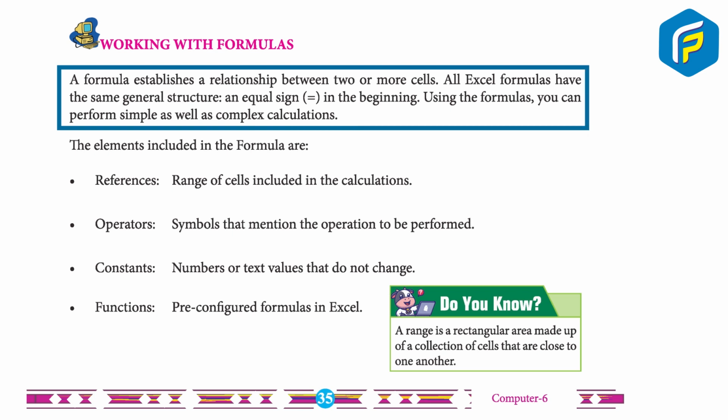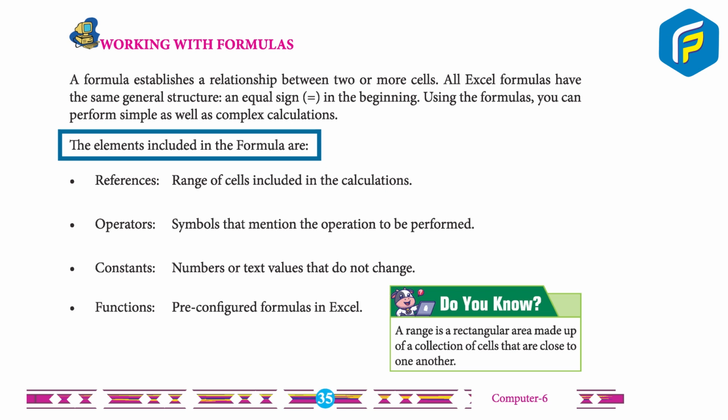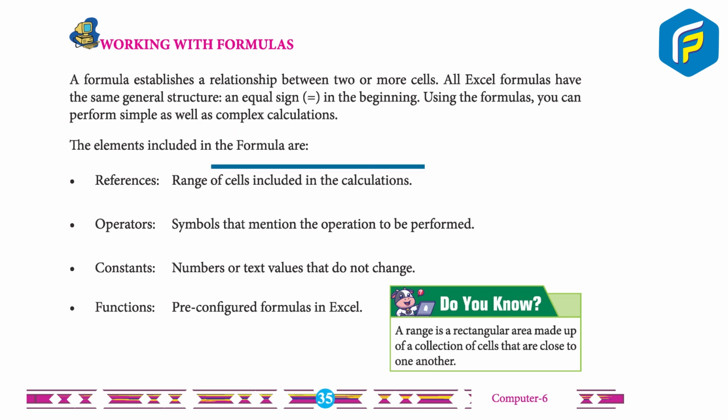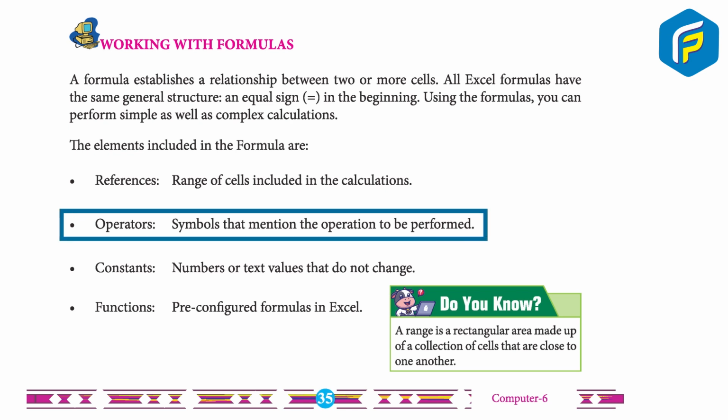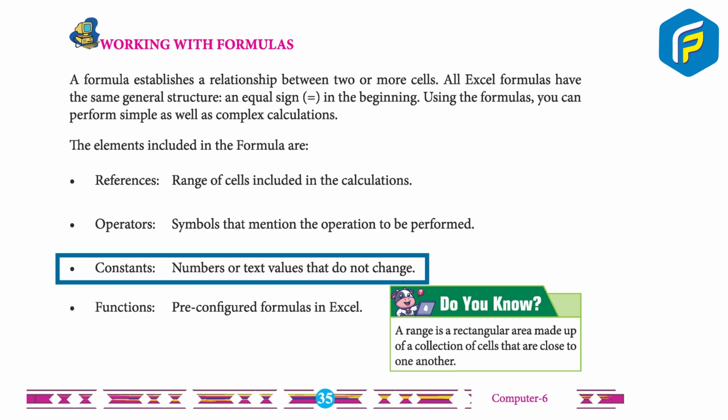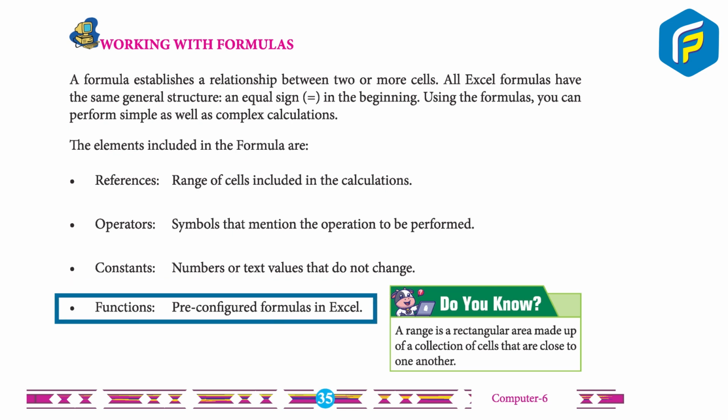All Excel formulas have the same general structure, an equal sign in the beginning. Using formulas, you can perform simple as well as complex calculations. The elements included in a formula are references, the range of cells included in the calculation; operators, symbols that mention the operation to be performed; constants, number or text values that do not change; and functions, pre-configured formulas in Excel.